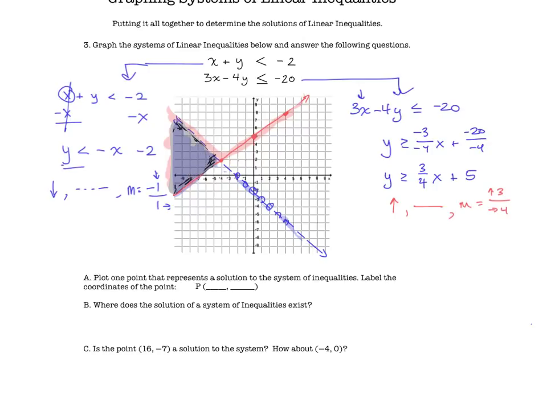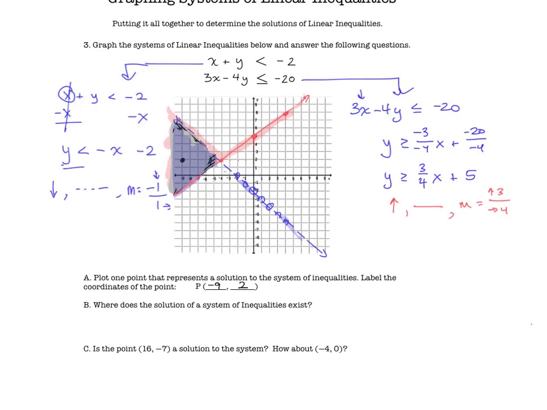So I'm going to get rid of this really quick just so I can see it. I want to plot a point, a point that works. So go to the dual shaded region and plot a point. There's a point right there. Notice that the coordinates of that point are going to be -9, 2. So there is a solution to my system.